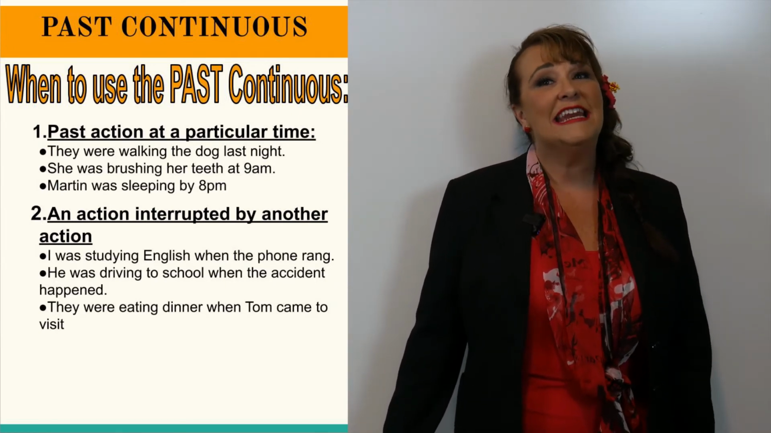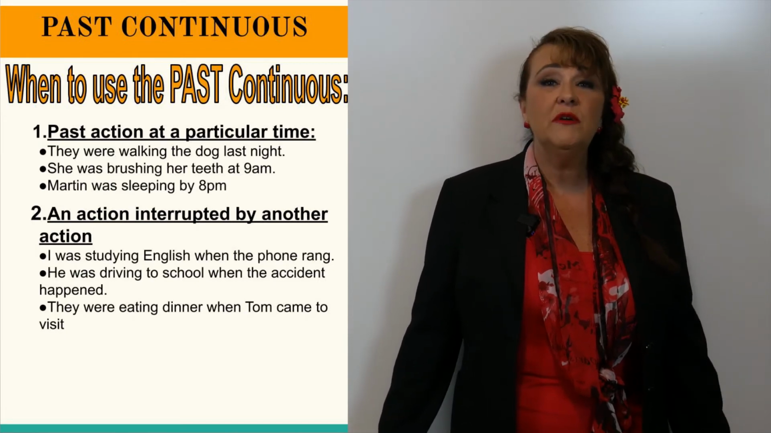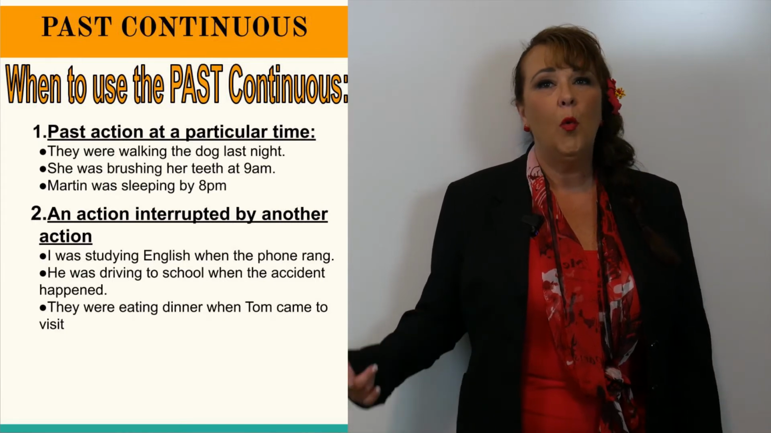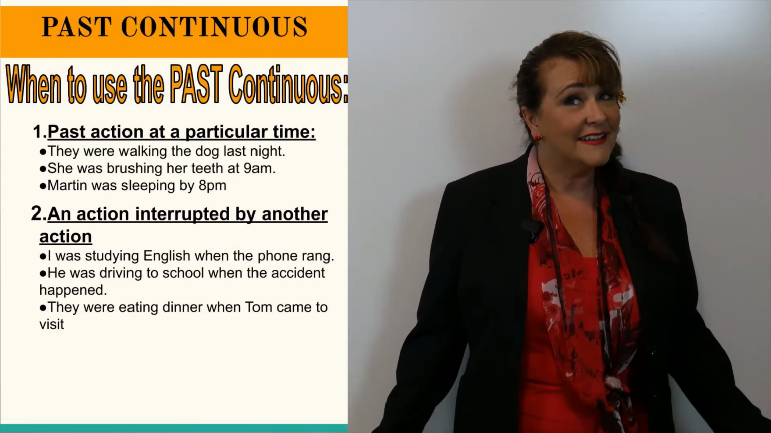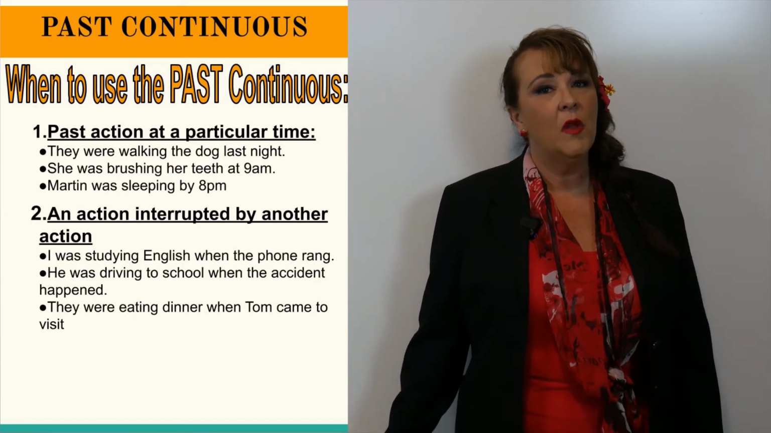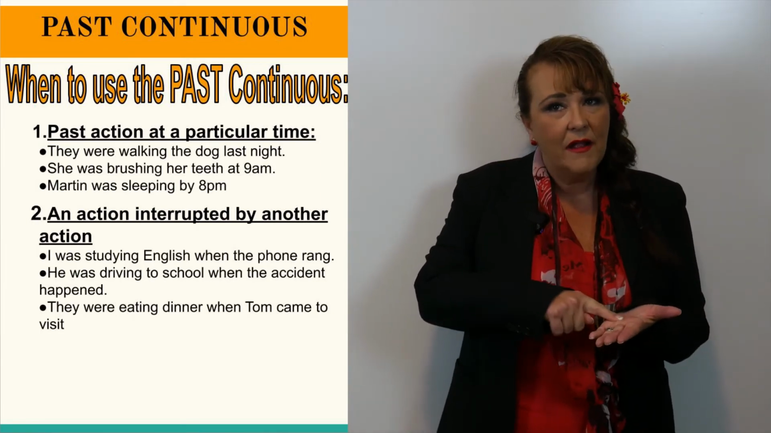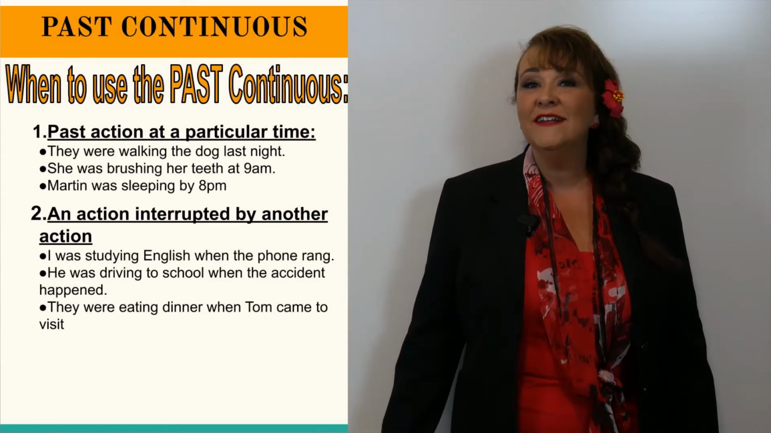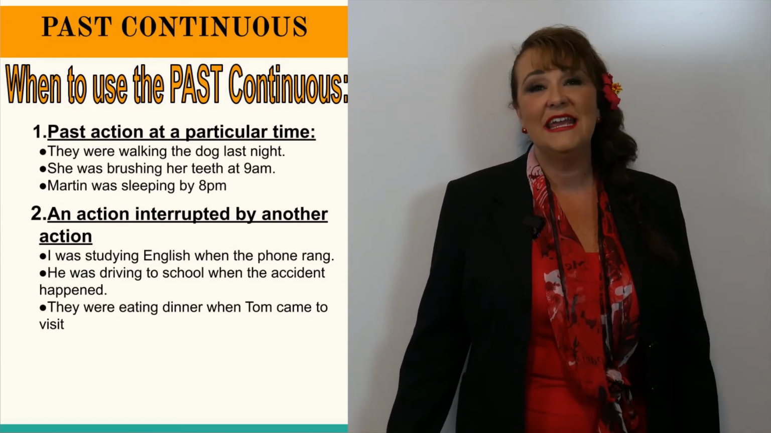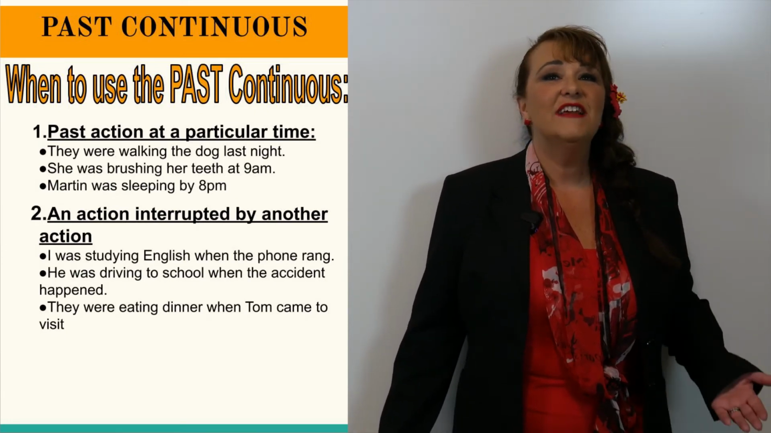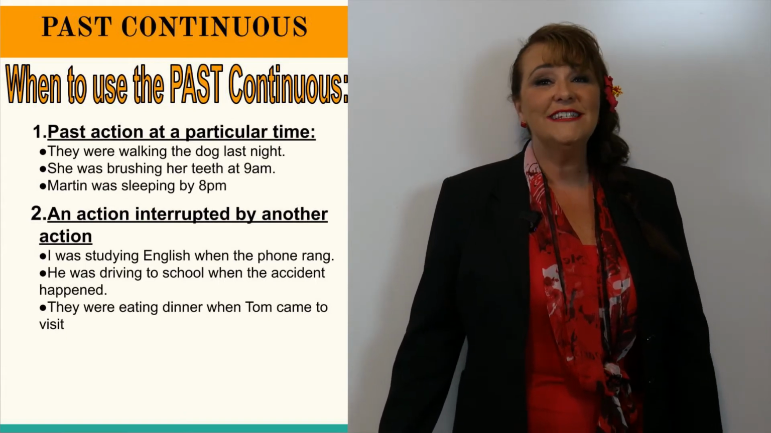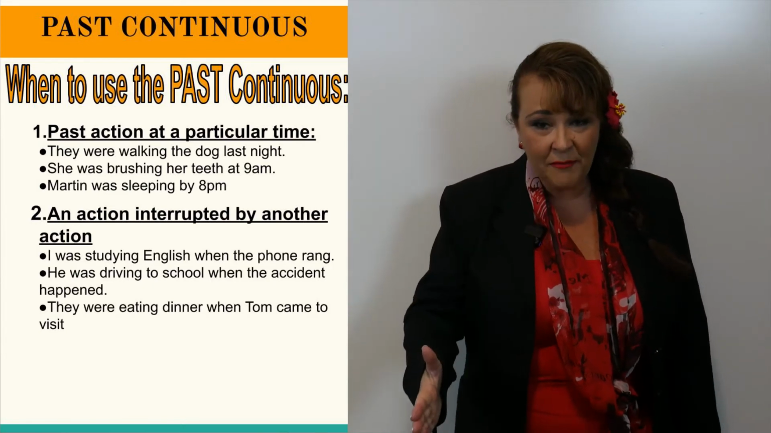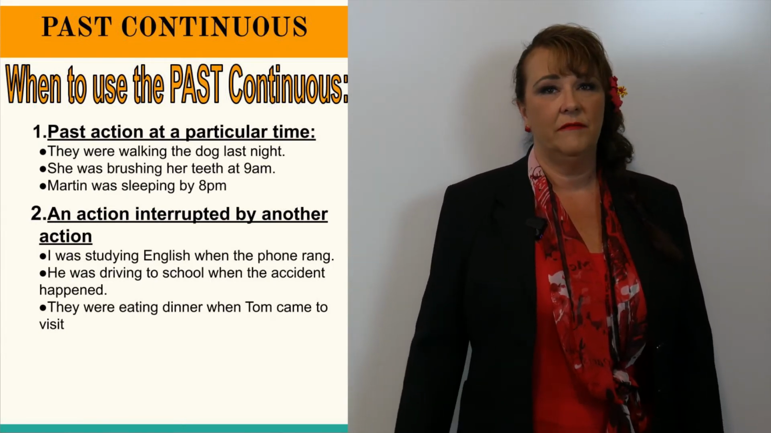The same is with the next sentence. She was brushing her teeth at 9 a.m. Was indicates past, and 9 a.m. was the definite time that she was doing something. Martin was sleeping by 8 p.m. The second use is used to describe one action in the past that was interrupted by another action.